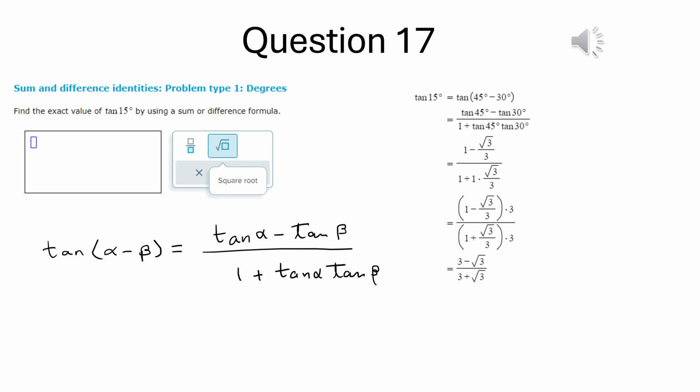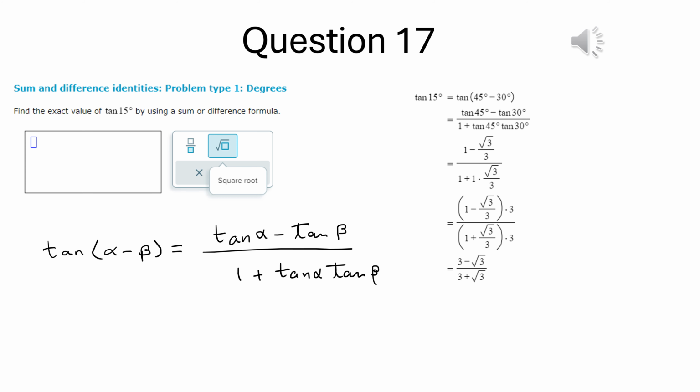Okay, in this case, we are using the difference formulas. Tangent of alpha minus beta is equal to tangent alpha minus tangent beta divided by 1 plus tangent alpha times tangent beta. In our specific example, 15 degrees, I can predict 45 minus 30. So we're using the remarkable angles that you know, the trigonometric functions. So alpha is 45, beta is 30.